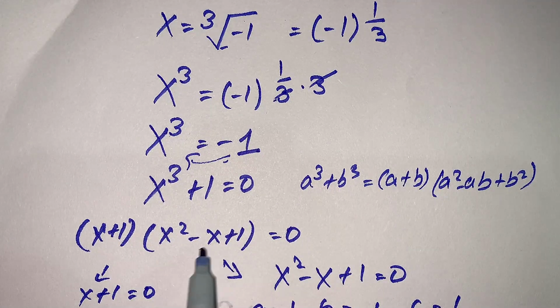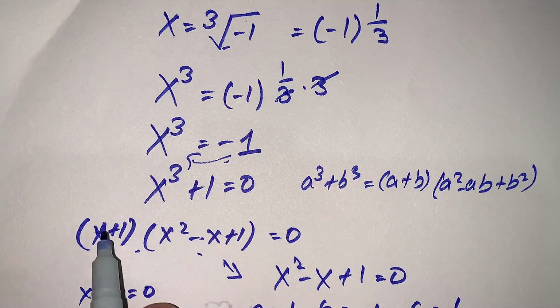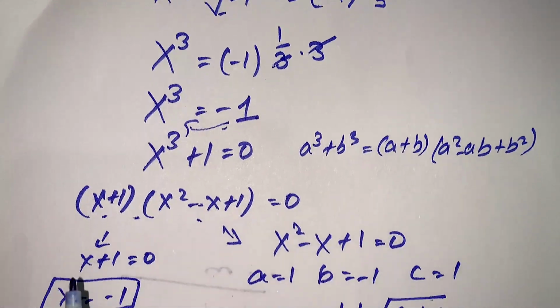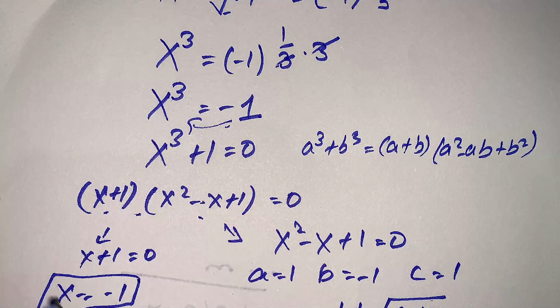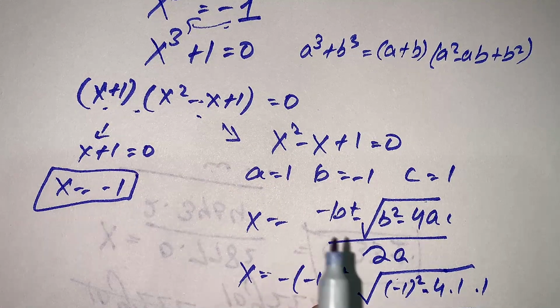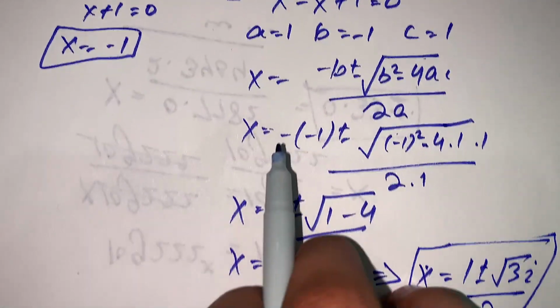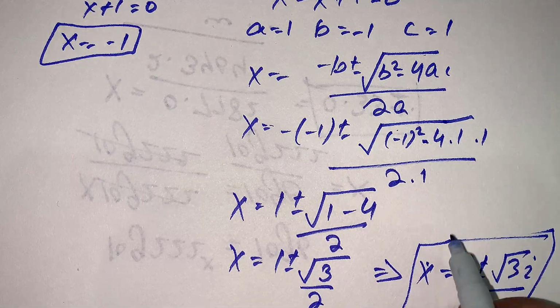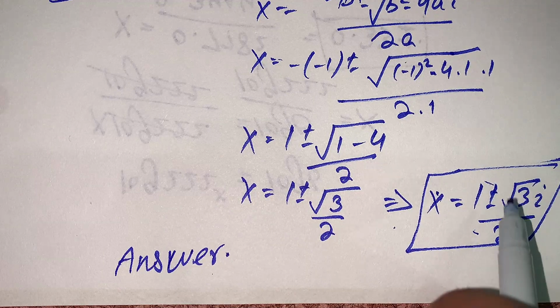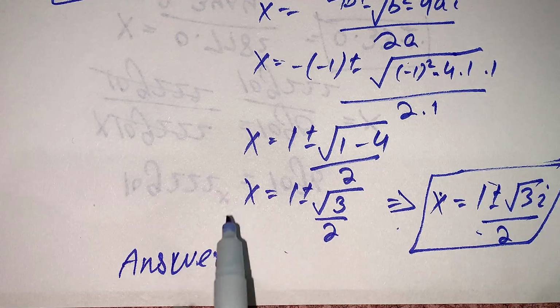We use this algebraic formula. After applying this formula, we get two sides. First we solve this side: x plus 1 is equal to 0, so x is equal to minus 1. Then x squared minus x plus 1 is equal to 0. And now we put in this formula. After putting in this formula and simplifying these values, we get the answer x is equal to 1 plus minus under root 3 iota divided by 2.